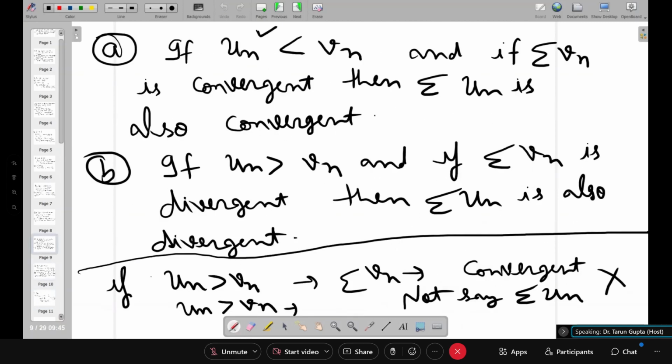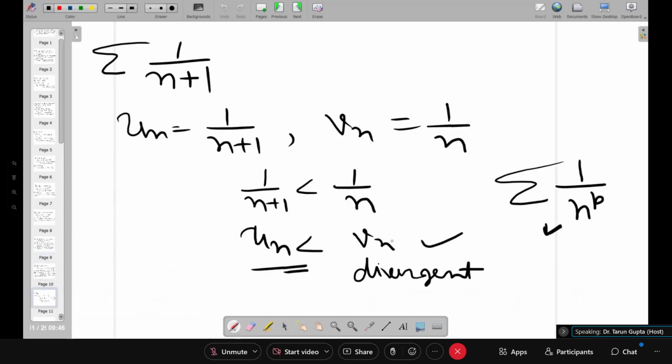So here no case you can apply, because if vn is the greater series, then summation vn should be convergent only. Means if the greater series is convergent, then the lesser series is also convergent. But if the greater series is divergent, then you cannot say about the lesser series. This is the first case. So you have to remember where you can apply the direct comparison test and where you cannot apply it.